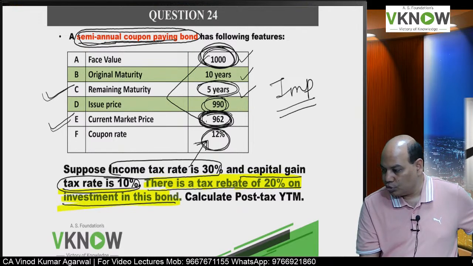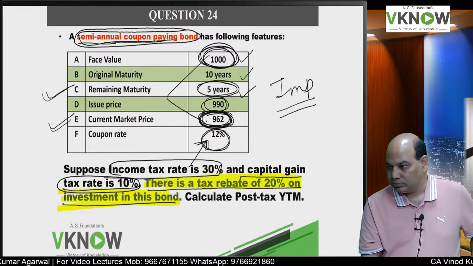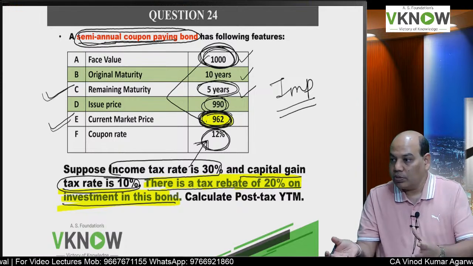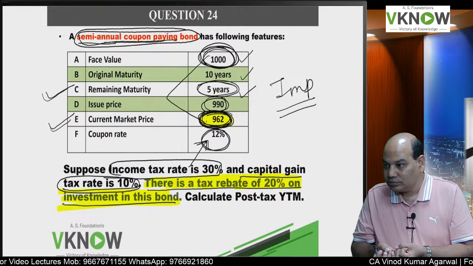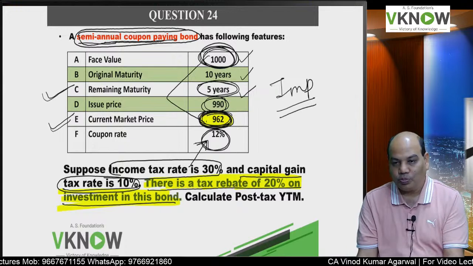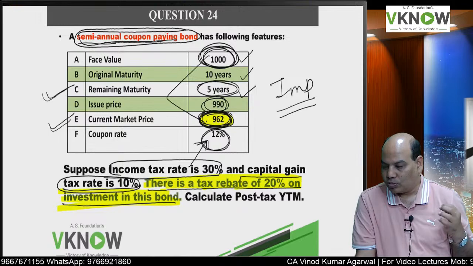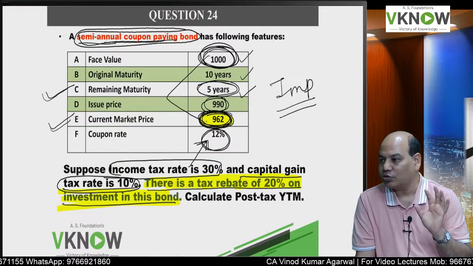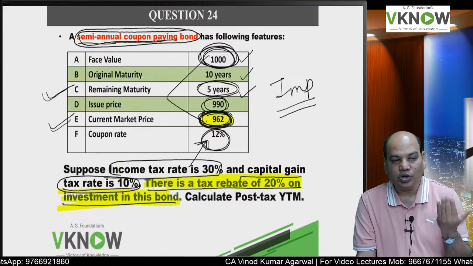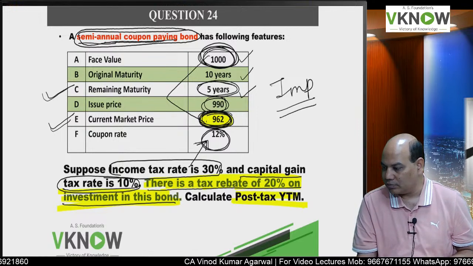So tell me, what will you do with this tax rebate of 20%? So when you will purchase the bond for 962 rupees, government will give you tax rebate. So your investment amount will reduce to that extent. You pay 962 and you immediately get tax rebate of 20%. So my investment will be 962 minus 20%. Is it right? So that will help me to increase my rate of return. Again, the question is calculate post-tax YTM.